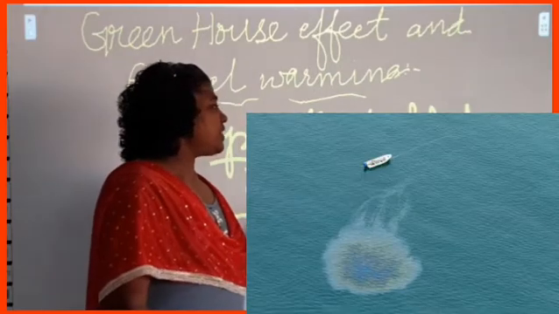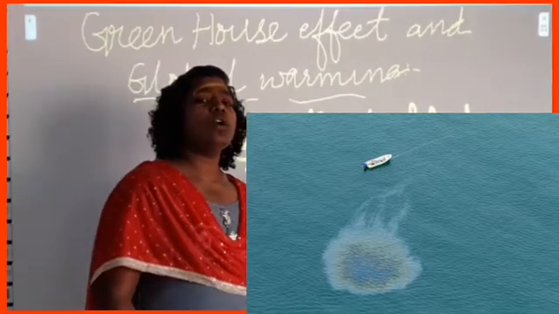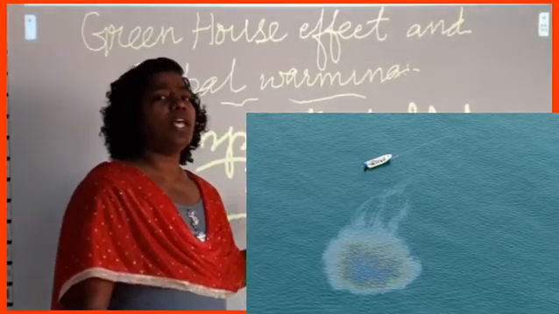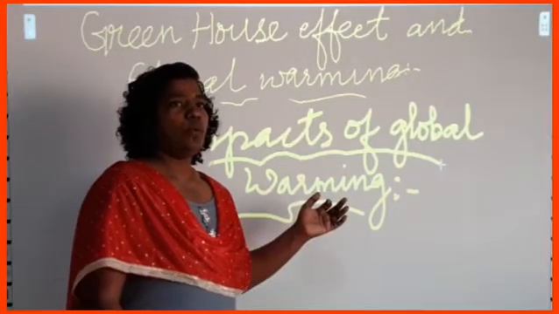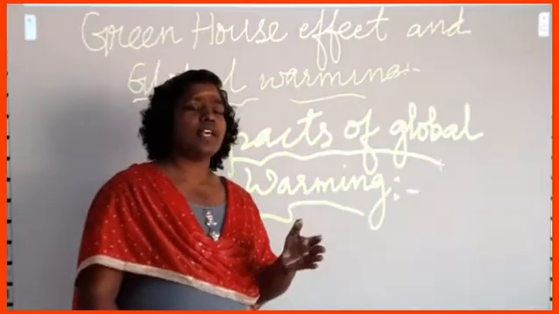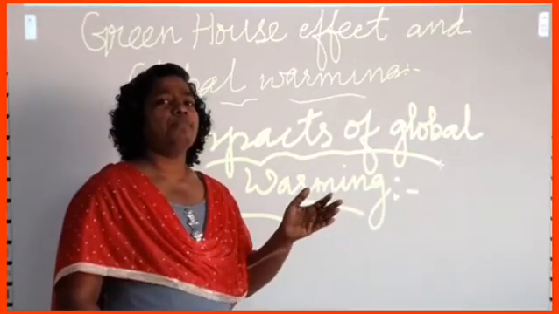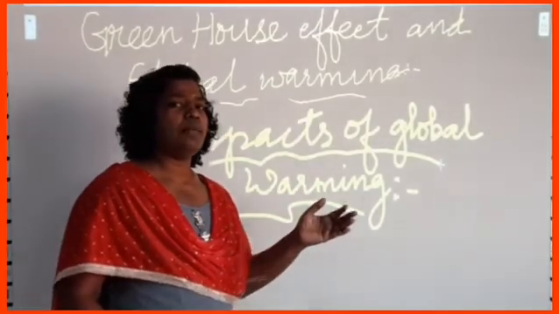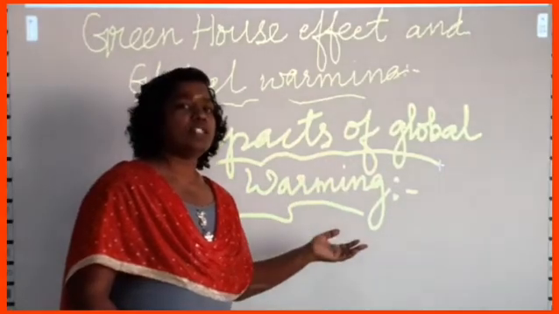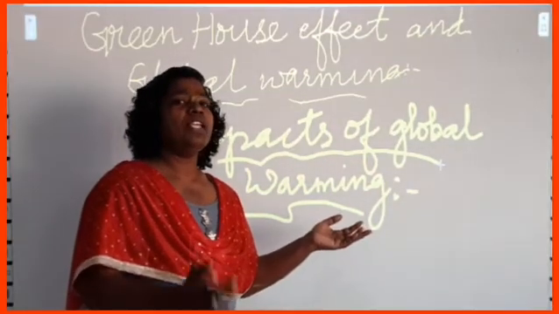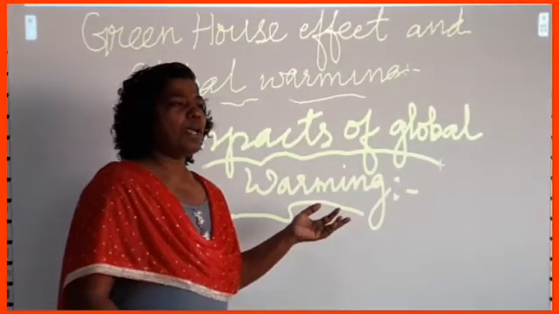And another thing: what will happen because of global warming? Climate change will also be a risk for wildlife. It may affect the wildlife, because there are migratory birds and animals. They migrate from place to place based on the climate. If the climate changes, if the weather pattern changes, what will happen? It will affect both plants and animals.